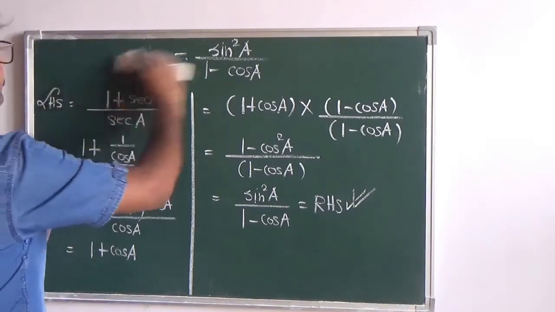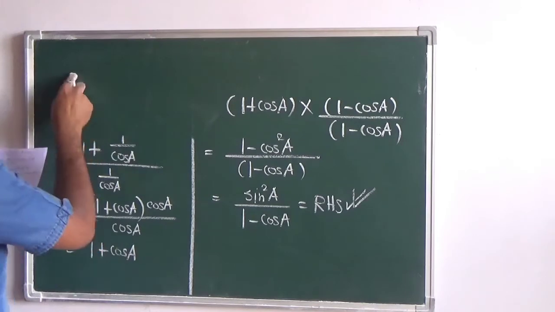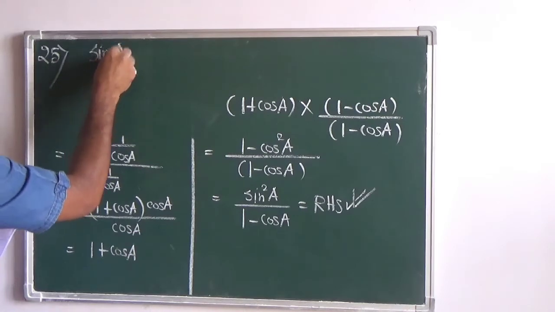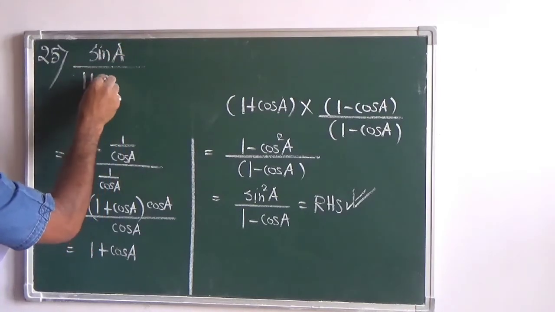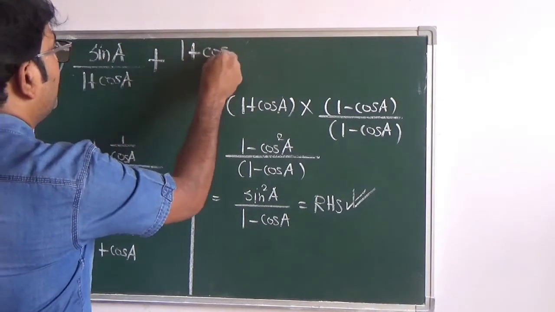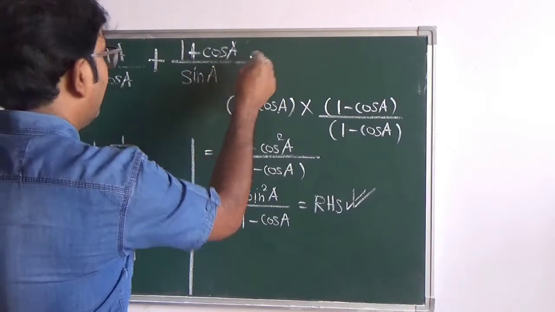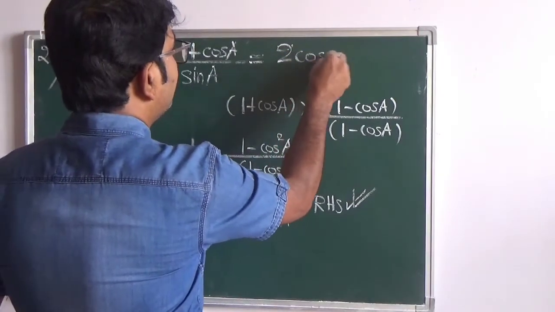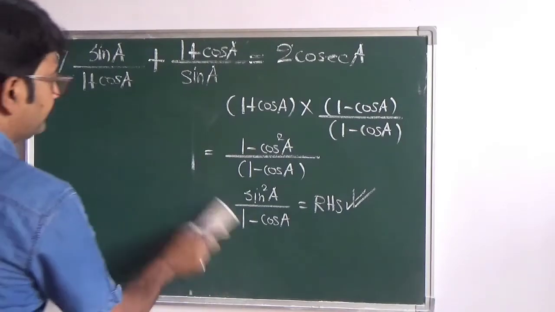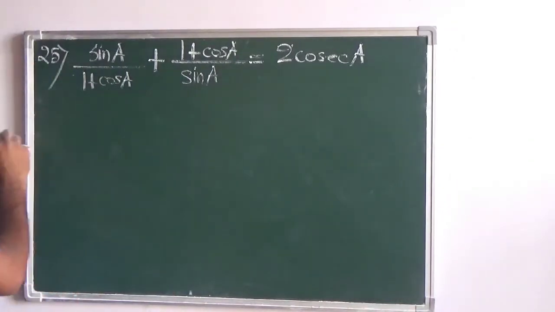Question number 25. Sin A by 1 plus cos A plus 1 plus cos A by sin A equals twice of cosec A. So this is what we have to prove here. So you can start from the left hand side once again.